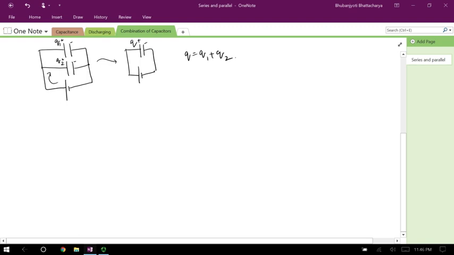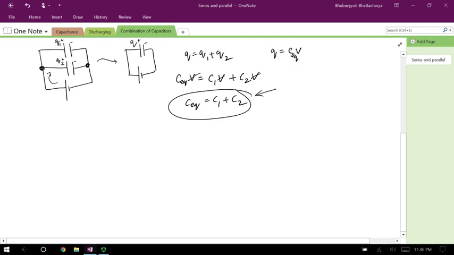And we can again play the same game by writing Q is equal to C times V, in this case C equivalent times V. But so C equivalent times V is equal to C1 times V, because the potential difference across both the capacitors is exactly the same, C1 times V plus C2 times V. And as usual, we can cancel off V from both sides, and so we get C equivalent equals C1 plus C2. So this is what happens when we have two capacitors in parallel.